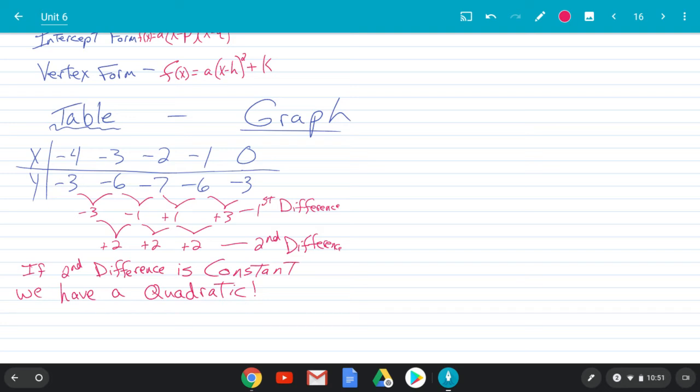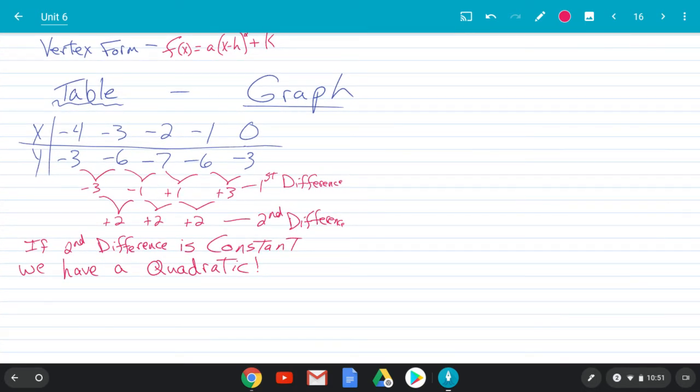I'm going to use the vertex form and here's why. Can I look at that table and find the vertex? Can anybody find the vertex on there? Yes, h, k. Just in this table. Which one of these points is the vertex, and how do you know?